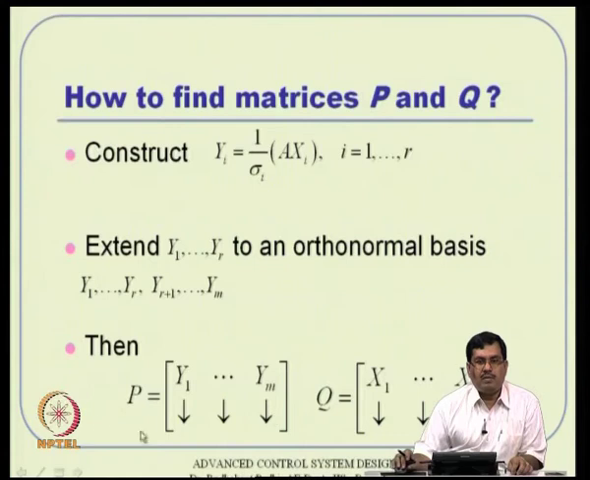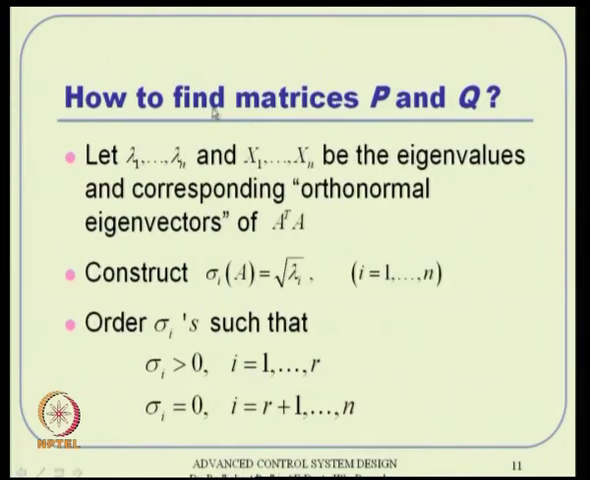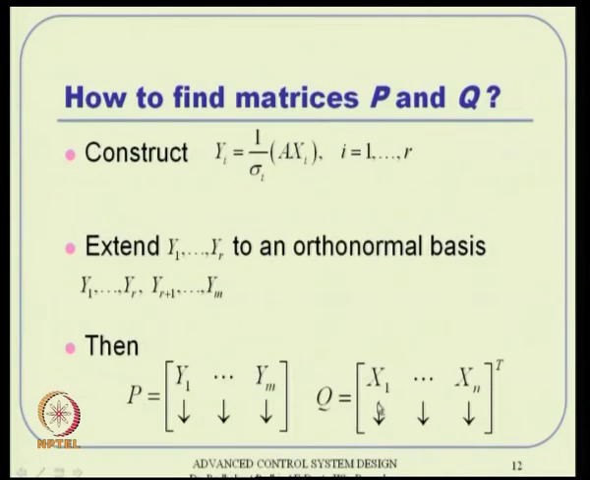Then my P matrix is given by that and my Q matrix is given by that, because remember x1 to xn is already available from the eigenvalue and eigenvector analysis. So, the Q matrix is already there and the P matrix is constructed that way. All that will be done for you by the MATLAB command SVD, the routine that is available inside. But it is also good to understand what that command is doing, all sorts of computations behind this algorithm.